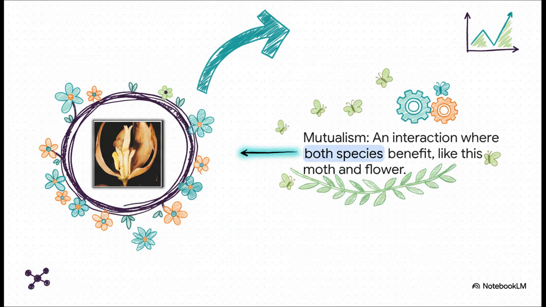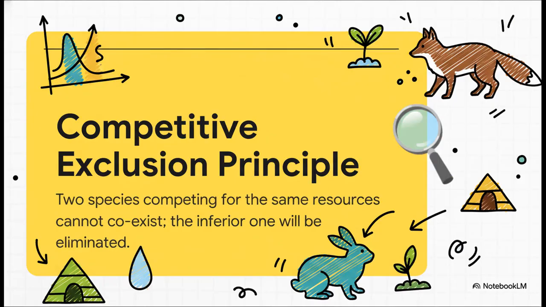And here is just a beautiful example of a plus-plus interaction, or mutualism. This is the yucca plant and the yucca moth. The moth pollinates the plant, and the plant gives the moth's larvae a safe place to grow and some food to eat. They literally can't live without each other, so both benefit. Both are happy.